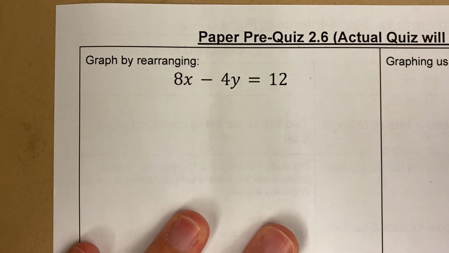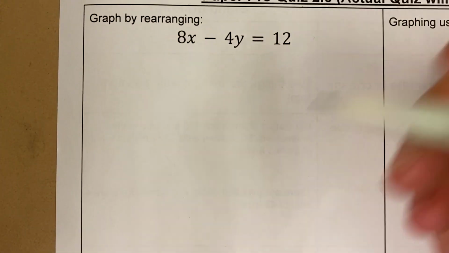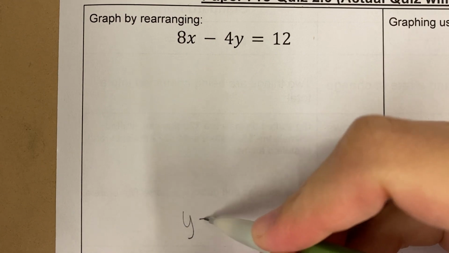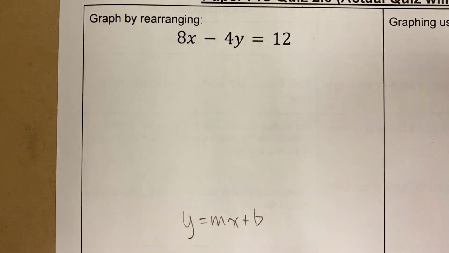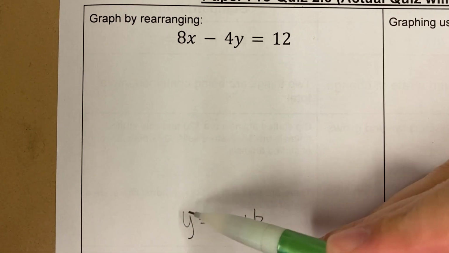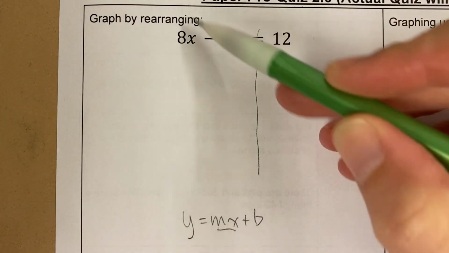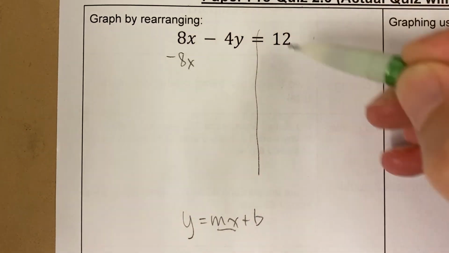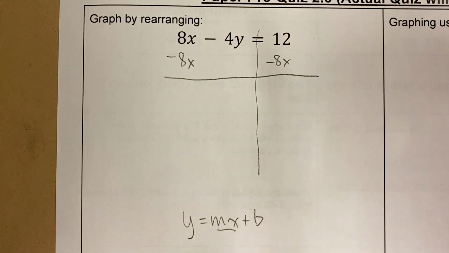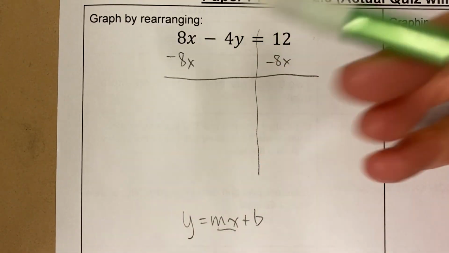So if I want to graph by rearranging, remember the goal to keep in mind is that I'm trying to make the equation look like this. So that means I want y by itself. I want the term with the x on the right side. So the first thing I'm going to do is move this term with the x over to the left side because that's where I want it. I'm subtracting. If this was negative, I would add.